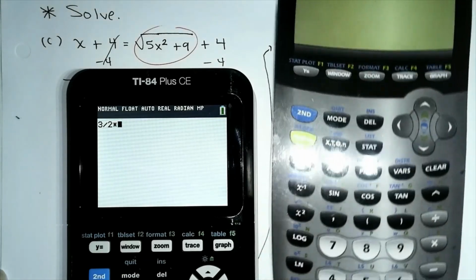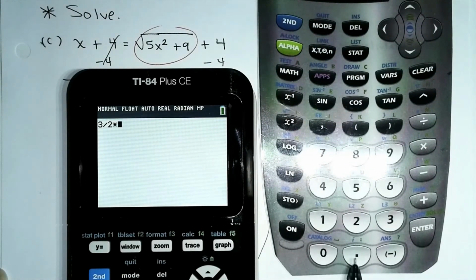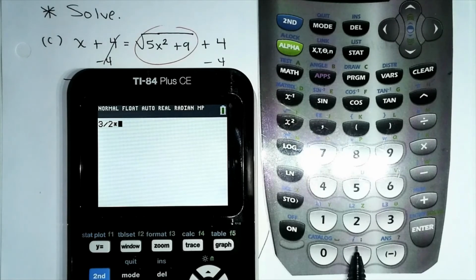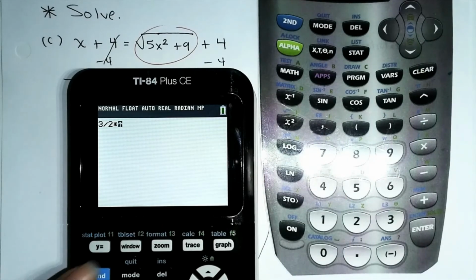So where is that i? Let's look for it. The i key is not a main key, it's one of the behind keys, and it's where the decimal point is. If you want to use a behind key, you're going to have to use second. So we're going to do second i. So we have second i.